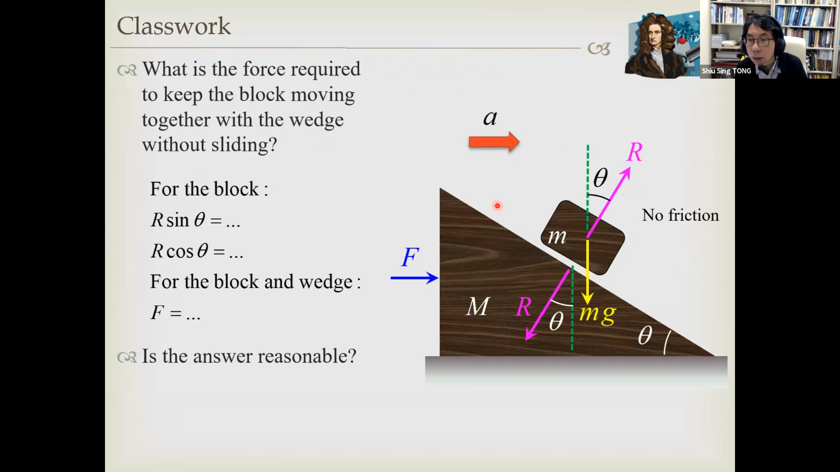No. It is not mg tangent theta. It is tangent theta, but not just mg tangent theta. Yeah, M plus m, g tangent theta is correct. Yeah, that is correct. Now, let's do it together, okay?